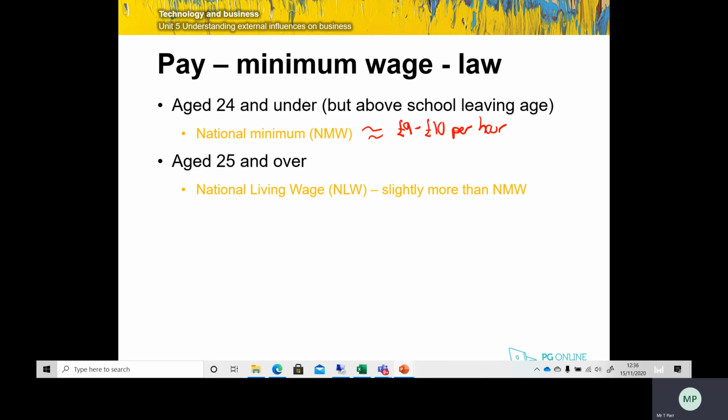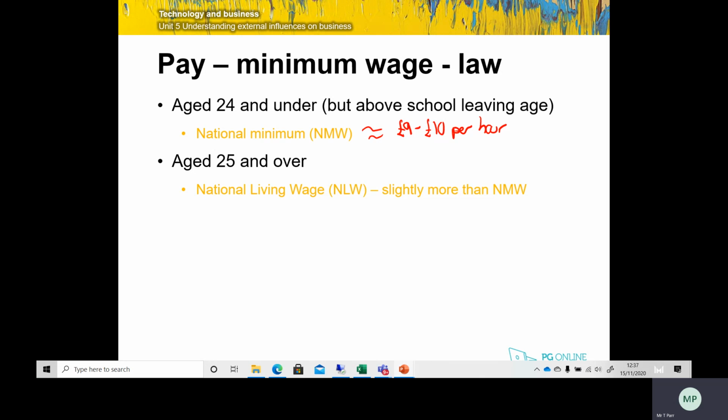By law, companies have to pay the national minimum wage to people. Okay. A lot of companies choose to pay a bit more than that, but there is a minimum you are entitled to earn as a wage. If you're 25 and over, this then changes to the national living wage, which is slightly more than the national minimum wage. Salary is slightly different, but salaries have to meet this as well.